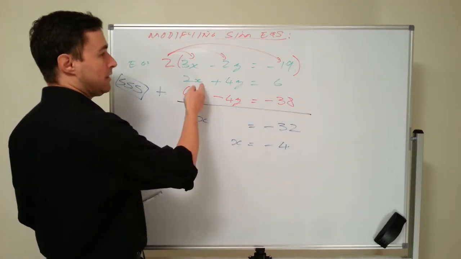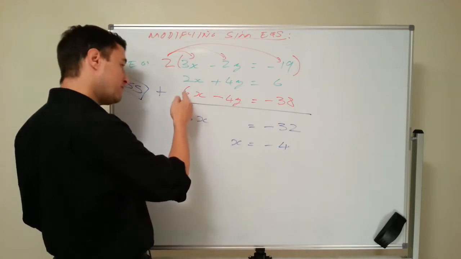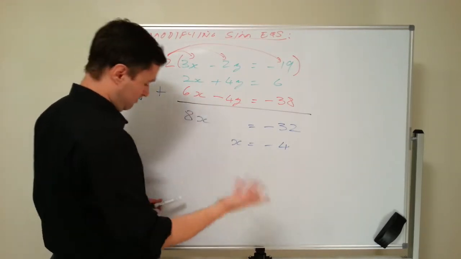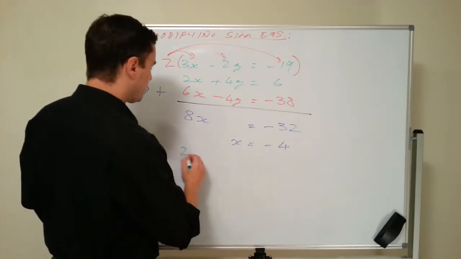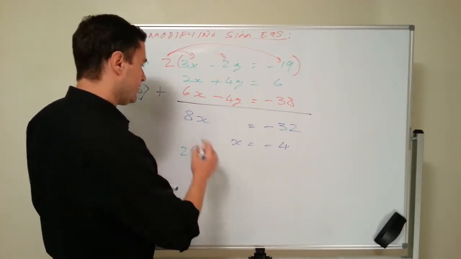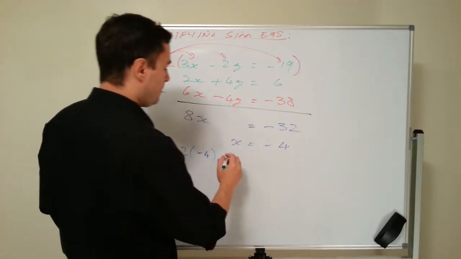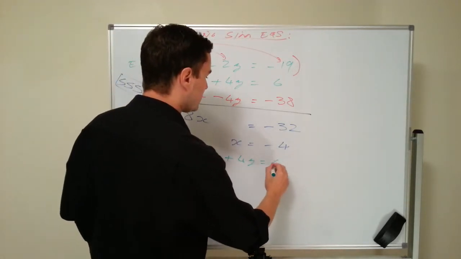Let's put it back into this green one. Okay, you can put it into that one. You can even put it into the red one. Doesn't make a difference. But let's put it into this green one. Why? Just because we can. So I've got 2, and I'm going to replace x with negative 4, right? That's this guy there. Plus 4y equals 6.